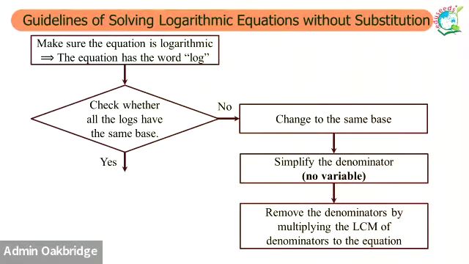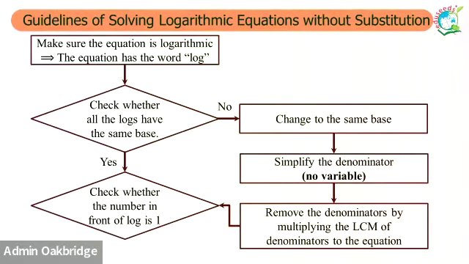Now, if they have the same base, what to do? If the equations don't have the same base, you change to the same base and then simplify the equation, right? And if they have the same base, you have to check whether the number in front of log is 1 or not. So after you simplify this equation, also go back to check this one, whether the number in front of log is 1 or not. Because if the number in front of log is not 1, you cannot apply the law of logarithms, right? So remember, if no, then how? If yes, then what should we do next?